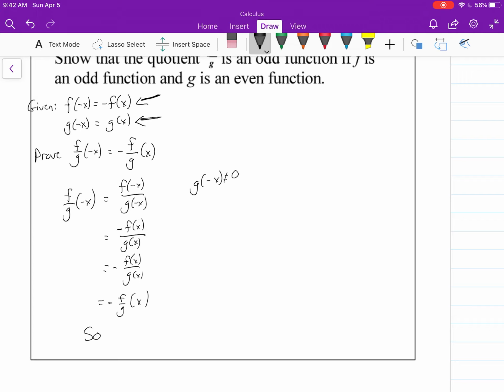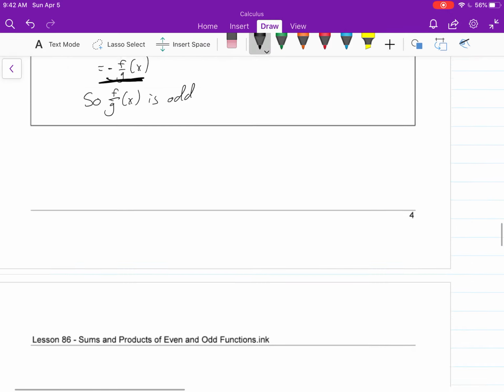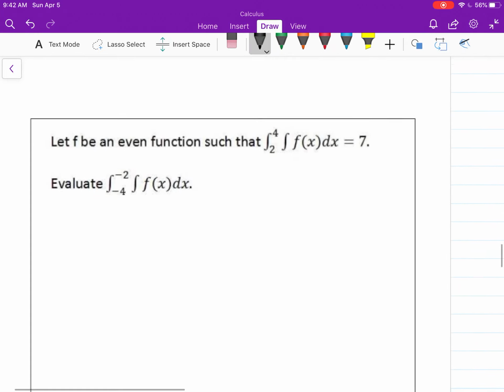And so f over g of x is odd. And it's odd because when we plugged a negative in, we got the negative of the entire function. All right, so that's the proof of a few of those different things.